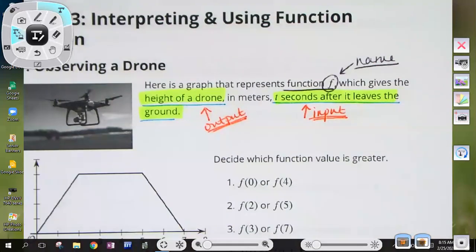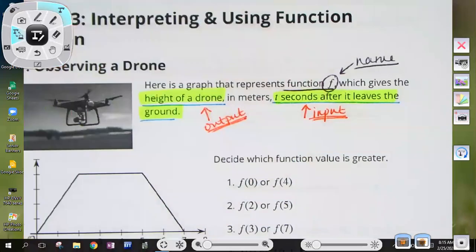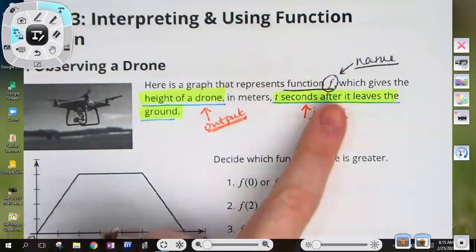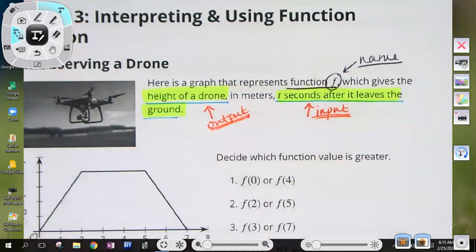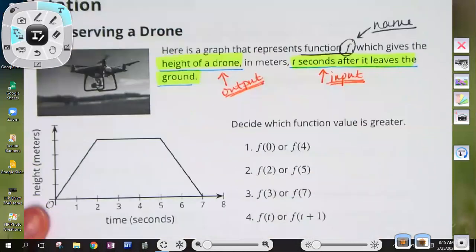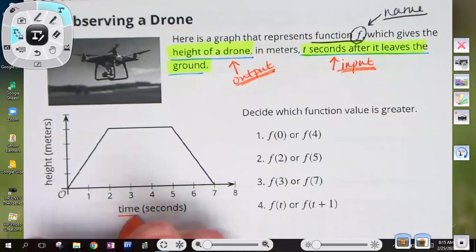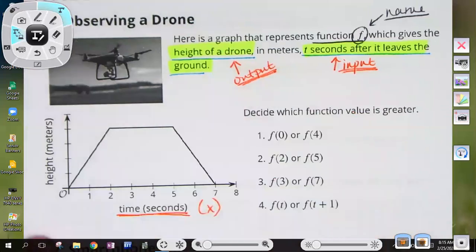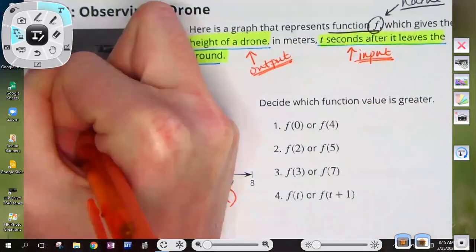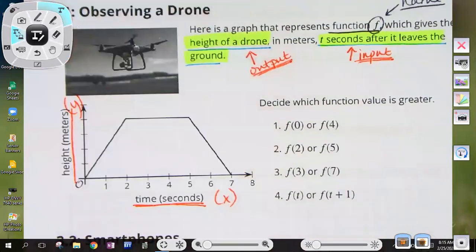Now we have all the things we need in order to have it in function notation. Once again, it's so important that we know which one's our input, because the input always goes inside the what? The parentheses of function notation. So here is our situation right here. They've already graphed it for us. As you can see, our input or our x is time down here on our graph. And our output is height, the y value.